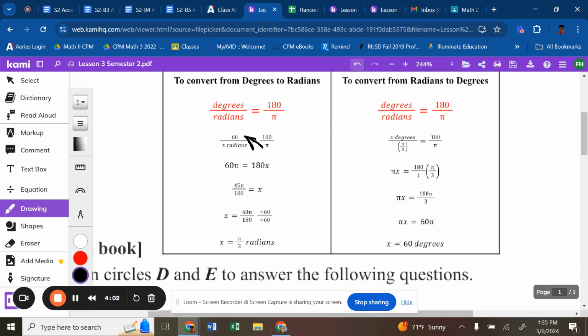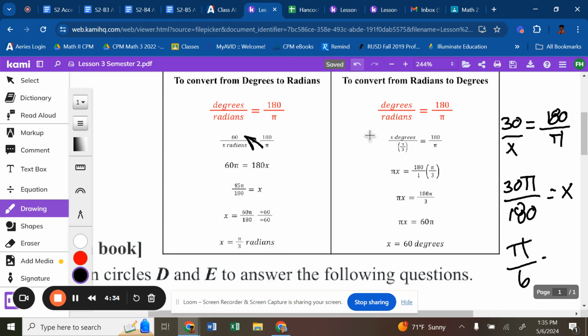And that is similar to this one. We don't really look at our radius when doing this. Our radius isn't included. We only really need our degrees and 180 over pi. So, for example, if we have 30 degrees and 180 over pi, and we want to find our radians, which is x, we cross multiply and get 30 pi over 180, and that will equal x. And 30 is 1/6 of 180, so that proves that we have pi over 6 for our radians. And that is how we convert from degrees to radians.